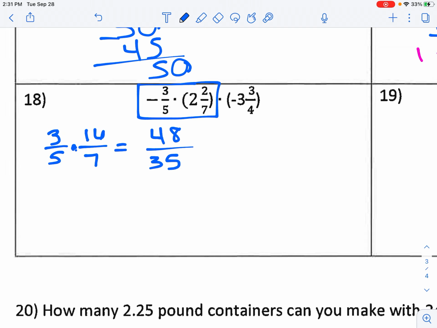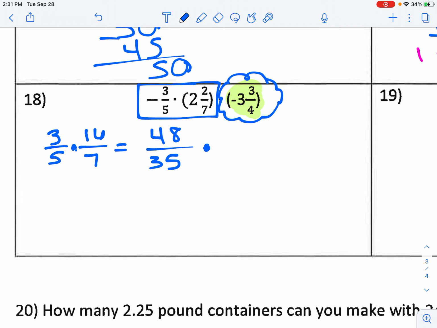Now, since we're in the middle of the problem, you do not have to simplify yet, because think about it. We still have to multiply this times another mixed number, right? So aren't you going to have to switch that back? If you switched it now to a mixed, you're going to have to switch it back again to improper to solve the math. So for right now, we're going to leave that 48 over 35. And we're going to multiply that times this negative 3 3/4.